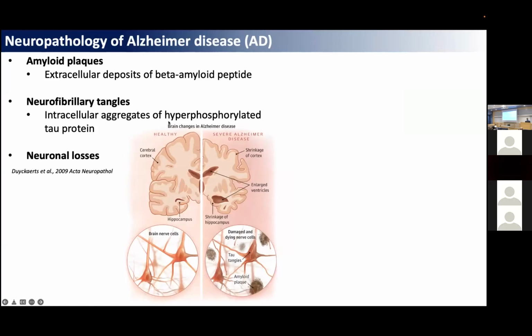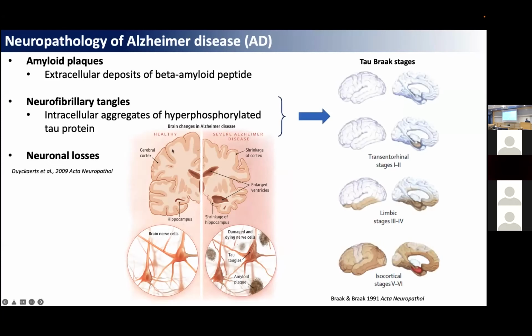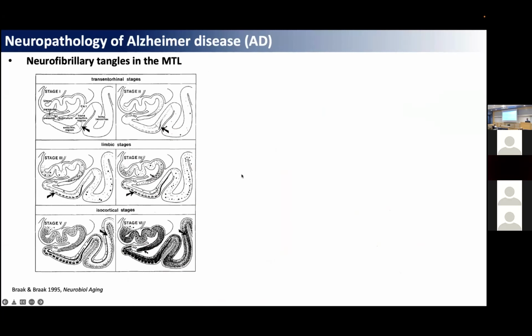So as you all must know, Alzheimer's disease is defined from a neuropathologic point of view by the presence of amyloid plaques, neurofibrillary tangles, and neuronal loss. And if we are that interested in the medial temporal lobe, it is because the MTL is the very first region to be affected by tau pathology in Braak stages 1 and 2 before tau spreads to limbic regions and ultimately to the neocortex.